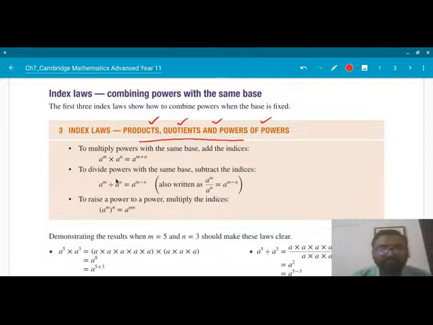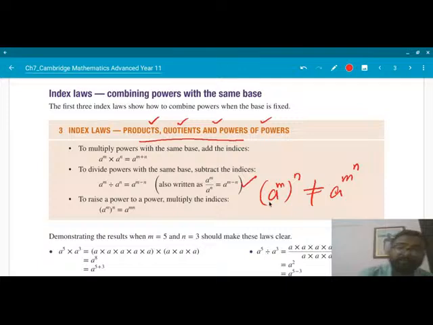Under the division rule or quotient rule, a power m by a power n is equal to a power m minus n. And the power of a power: a power m whole power n is equal to a power mn. mn is a direct product. a power m whole power n is not equal to a power m power n. Both are different. But here a power m whole power n is equal to a power m into n. m into n, that's it.